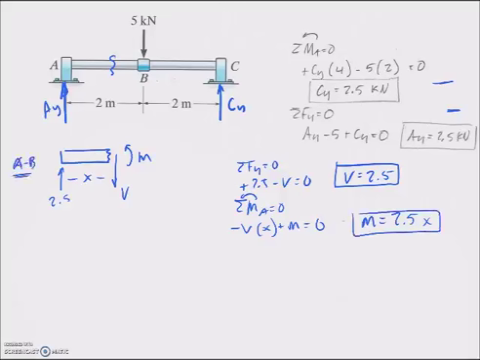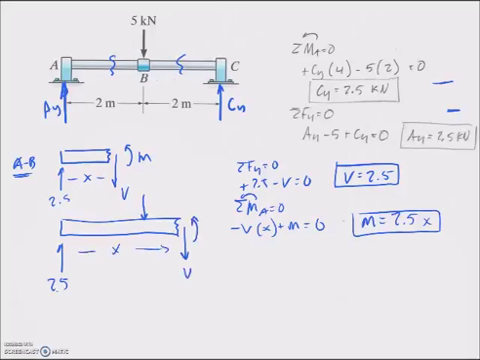All right, let's find out what happens between B and C. So let's draw another little section there. And I'll draw this little squiggle. And I got a 2.5 here again. Here I've got my 5 kilonewton applied force. Then I got a shear and a moment there acting at a distance x.